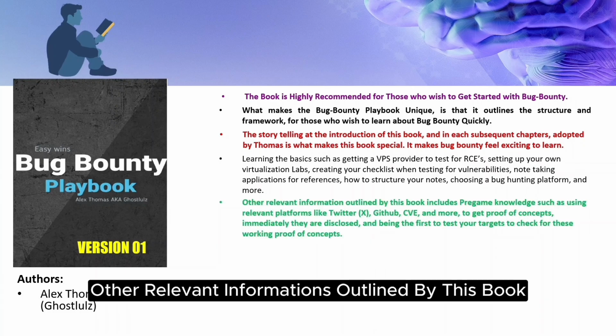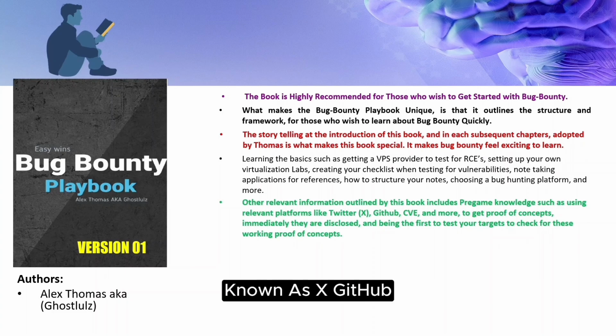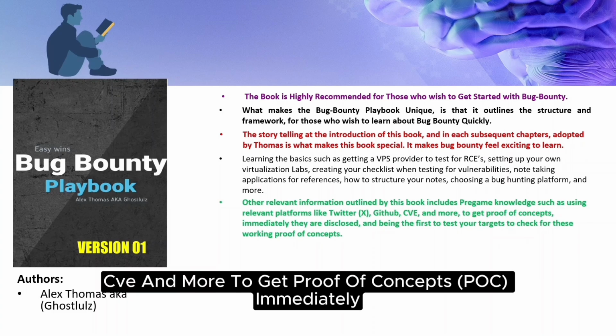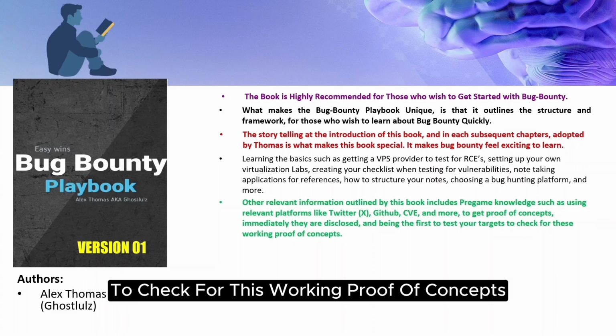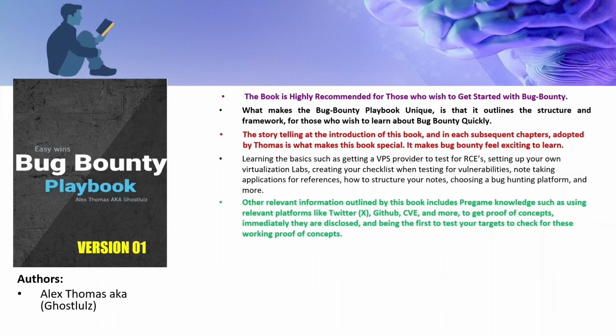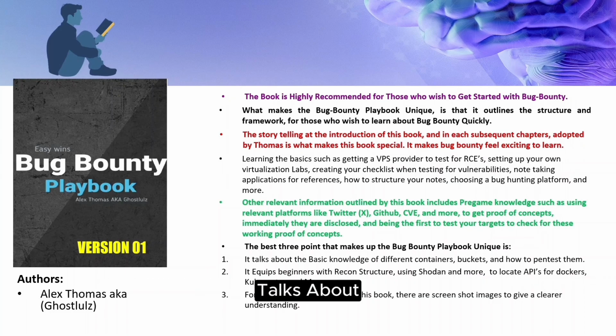On the next point, other relevant information outlined by this book includes pre-game knowledge, such as using relevant platforms like Twitter, known as X, GitHub, CVE, and more to get proofs of concept immediately after they are disclosed, and being the first person to test your targets with these working proofs of concept.